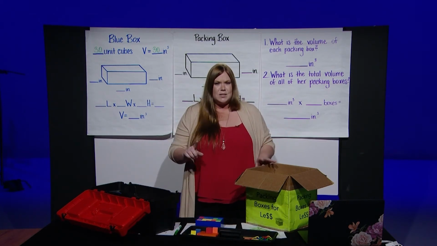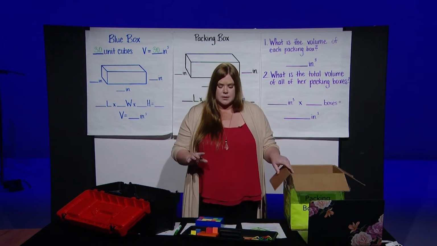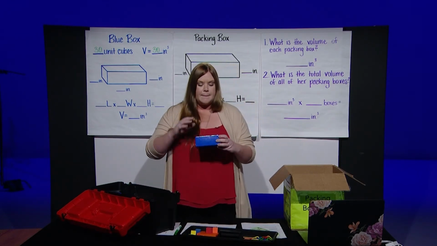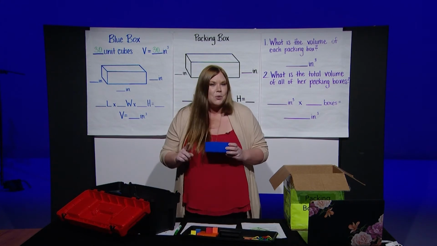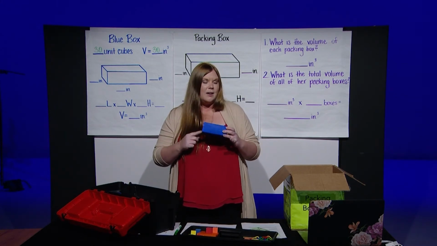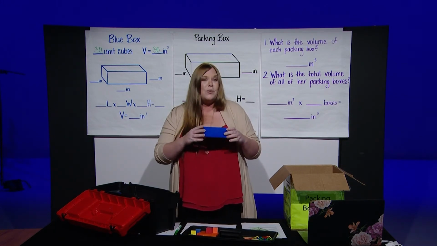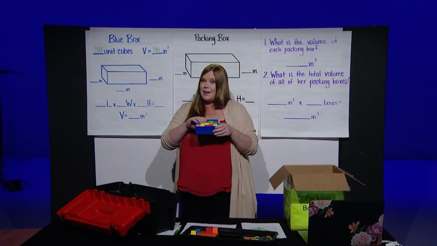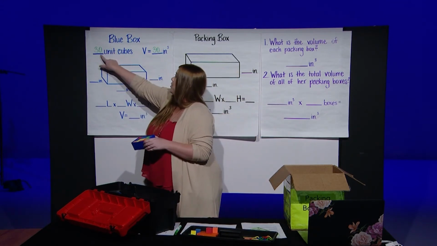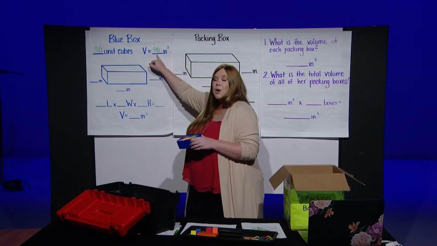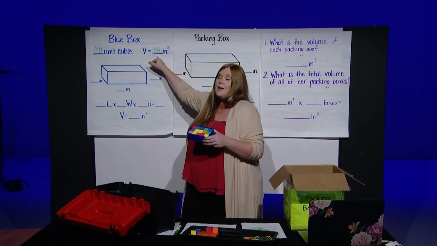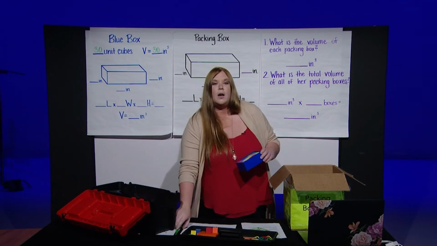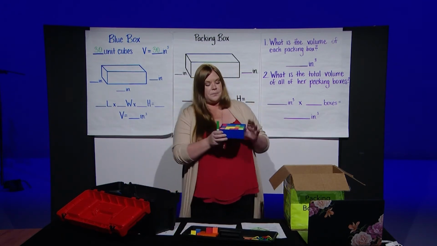But let's do something before we try that with the packing boxes. If it is true that we can find the volume by packing with unit cubes and by multiplying the side lengths, let's give this a try and see if we still get the same answer. Remember, we were able to pack this blue box with 30 unit cubes, which means that our volume was 30 cubic inches. Let's multiply the side lengths and see if we get the same answer. Okay, you ready to look with me?